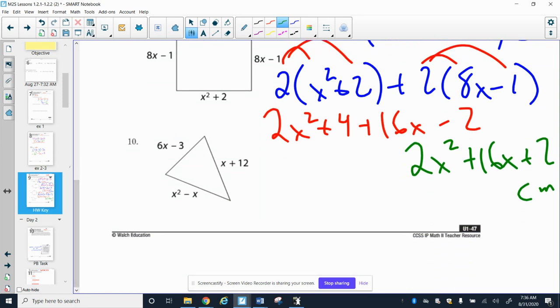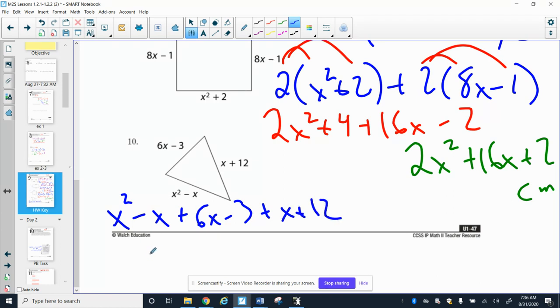All right, do this last one, and we'll check and see how we did. All right, so these are all different, so we have to write it out as a big string. So we'd write, sorry, I'm running out of room, x squared minus x plus 6x minus 3 plus x plus 12.